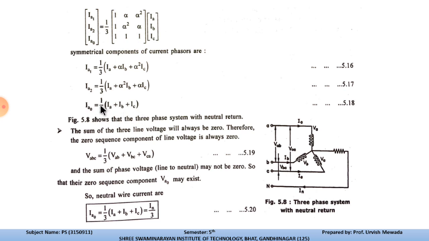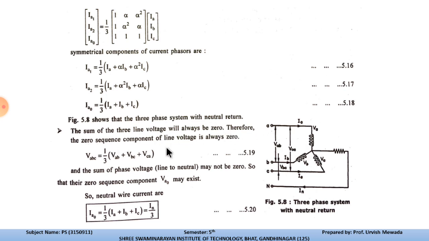So yes, figure 5.8 shows a three-phase system with neutral. Over here you can see that we have a three-phase system in which the neutral is connected. The neutral current is IN. The sum of the three line currents will always be 0, because they meet at this point, so the magnitude of each current will be the same, and that's why the sum will be 0.